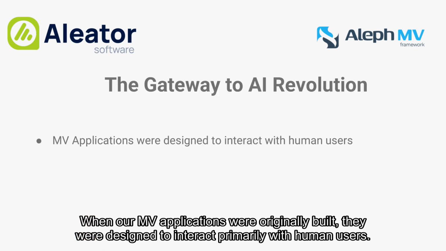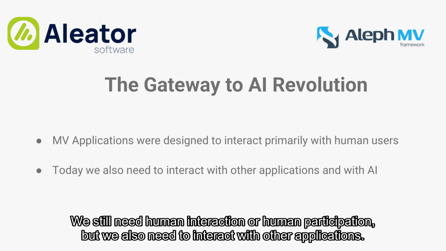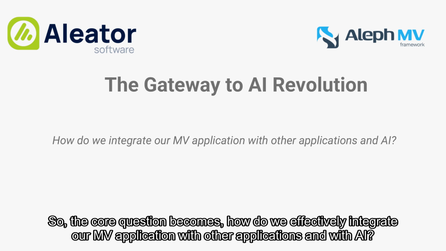When our MV applications were originally built, they were designed to interact primarily with human users. Today, the landscape has changed dramatically. We still need human interaction or human participation, but we also need to interact with other applications, and most importantly, we need our MV application to interact with AI. So the core question becomes, how do we effectively integrate our MV application with other applications and with AI?